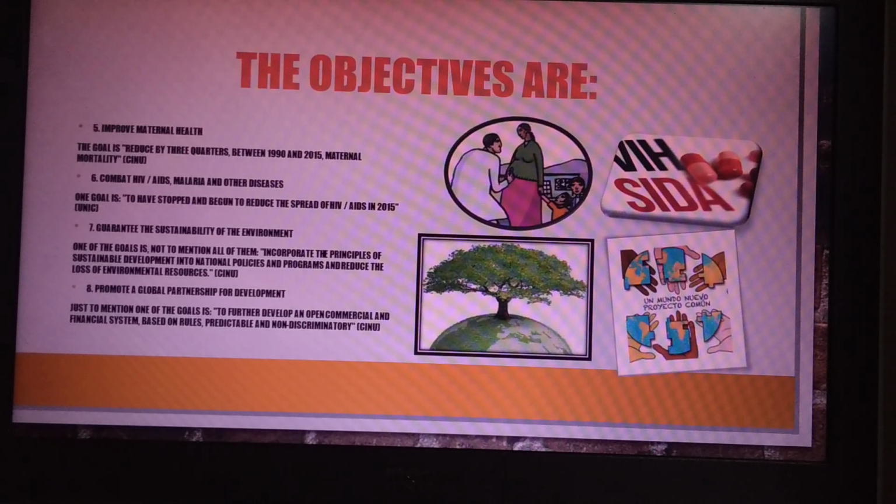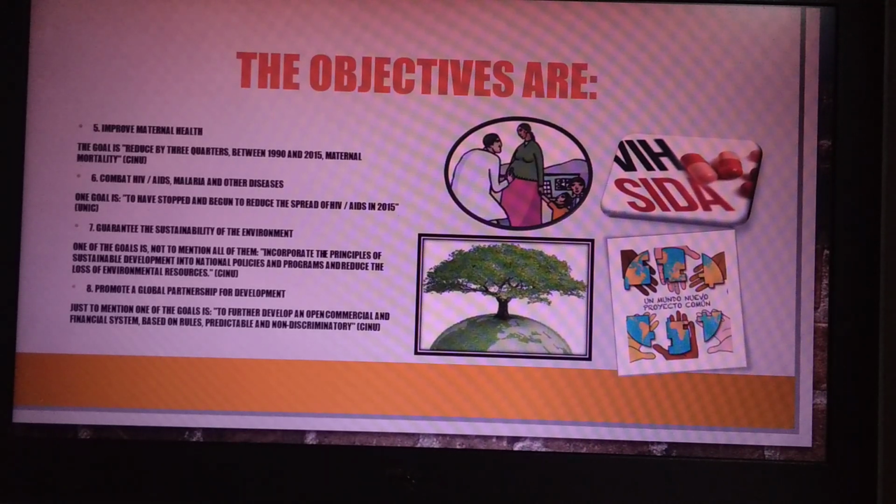7. Guarantee the sustainability of the environment. One of the goals is to incorporate the principles of sustainable development into national policies and programs and reduce the loss of environmental resources. 8. Promote a global partnership for development. Just to mention one of the goals, it is to further develop an open commercial and financial system based on rules, predictable and non-discriminatory.